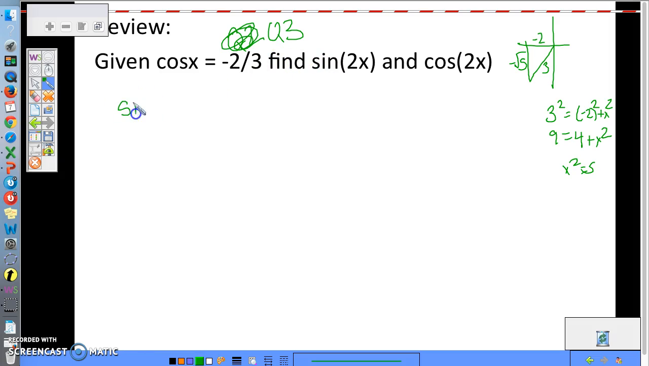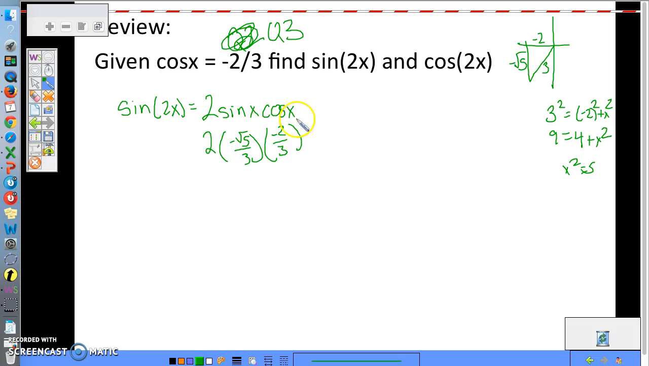And sine of 2x. So using your formula sheet, this is 2 times the sine of x cosine of x. So this would be 2 times negative root 5 over 3 times negative 2 over 3. So 2 times negative 2 times negative root 5 is positive, so 4 root 5 over 9.